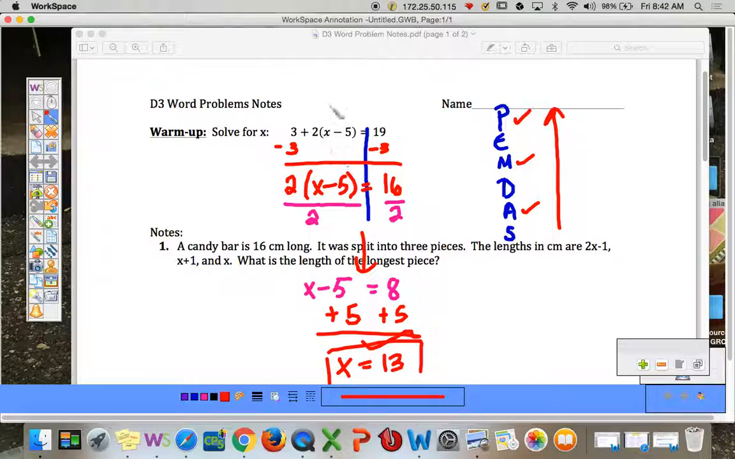And to check our answer, we can plug in a 13 and see if we get 19 after doing all the order of operations. So 13 minus 5 is 8. 8 times 2 is 16. 16 plus 3 is 19. So x equals 13 is the correct answer.